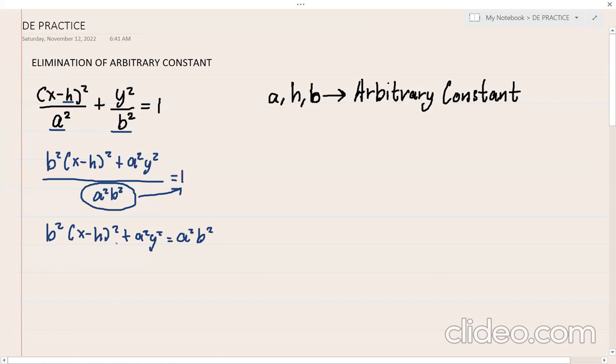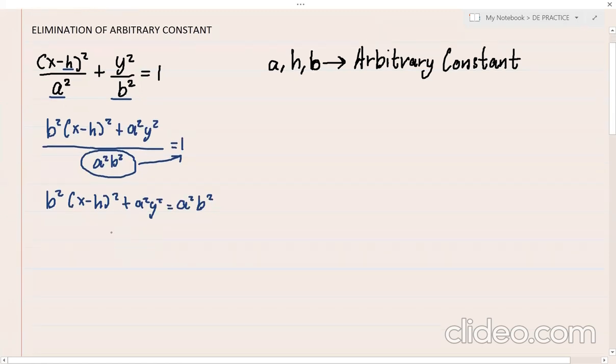Now, let's get the derivative. So, una, kunin natin yung first derivative nito. So, kung kukunin natin yung first derivative nito, you will have b squared times 2 times x minus h times 1 plus a squared times 2 times y prime is equal to 0.